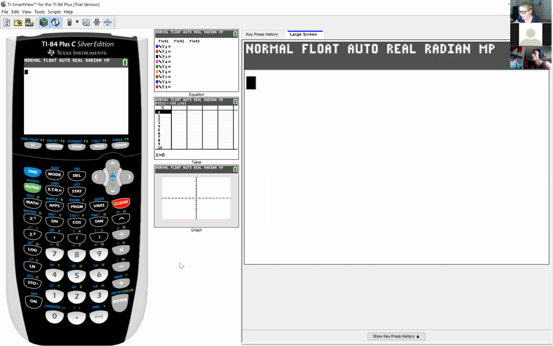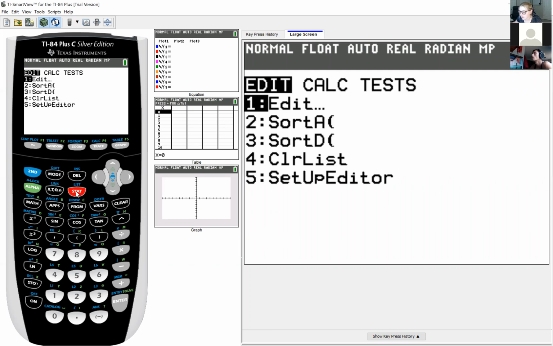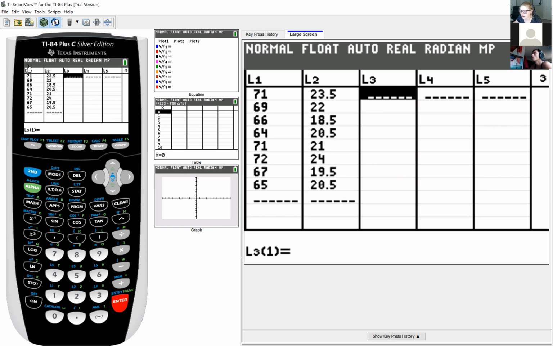So first thing we're gonna do is type in our X data points in our little L1 variable. So all you do is hit the stat button and then you hit enter. And then you're given L1, L2, L3, whatever, these categories. So we're gonna type in all of our X values for L1. I've already done that because I did this example before class. So I typed in 71, 69, all the way down to 65. And that is all the heights that we have.